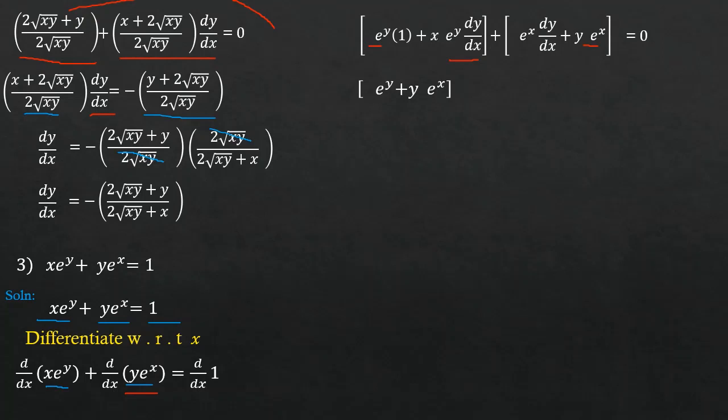Now we have to recollect the terms, the term having dy by dx and the term not having dy by dx.